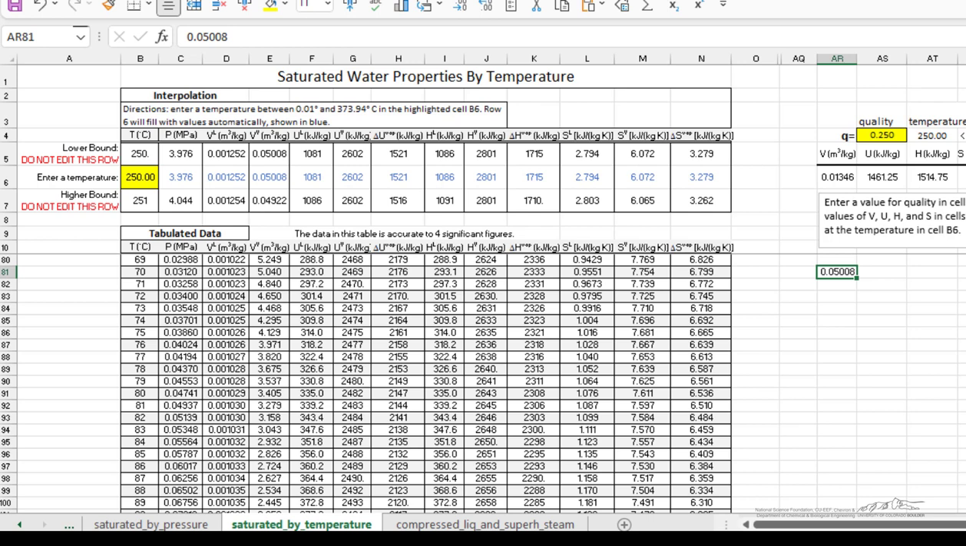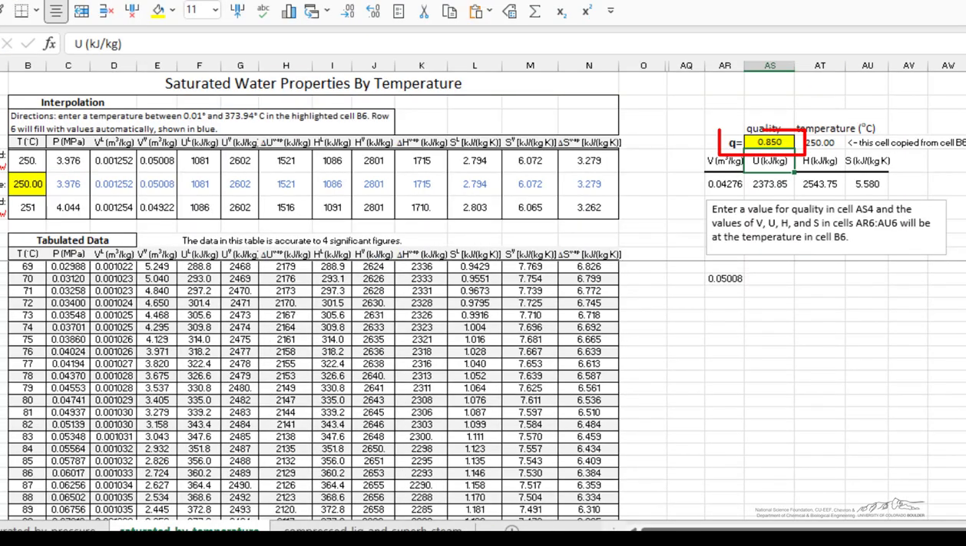So we know we're at a lower pressure and a lower temperature. We're in the saturated steam tables page. Let's look at the quality, 0.85. The only values we can change are the ones that are in bright yellow. So we've changed the quality to 0.85.